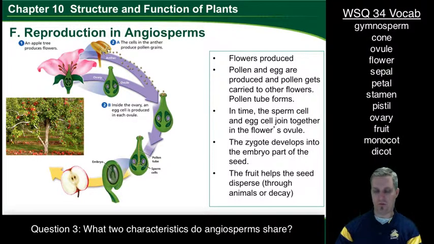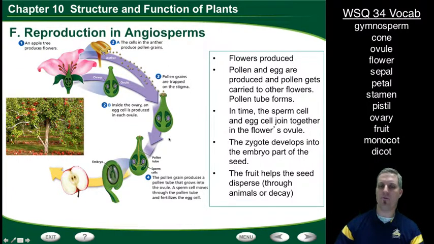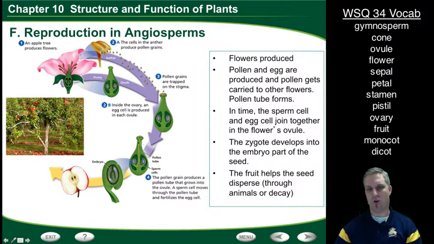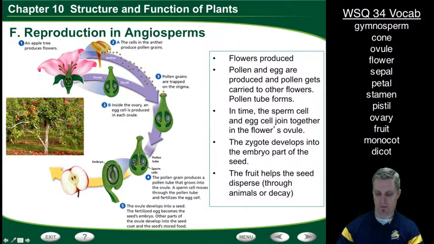In the anther, pollen would be produced. In the ovary, an egg cell would be produced in each of the ovules. The pollen would get trapped on the stigma either by insects or animals or by wind. The pollen grain would then produce a tube that would form and go down through the style into the ovule and the ovaries and fertilize an egg. Once the sperm and the egg cell join together in the flower's ovule, you get a zygote. That's the beginning of the embryo of the plant.